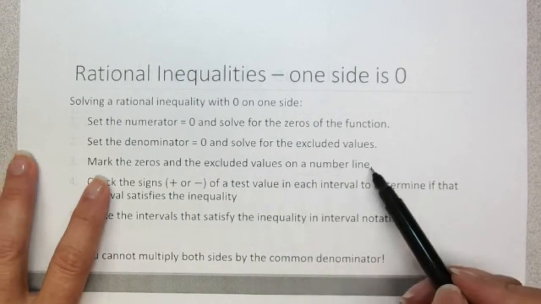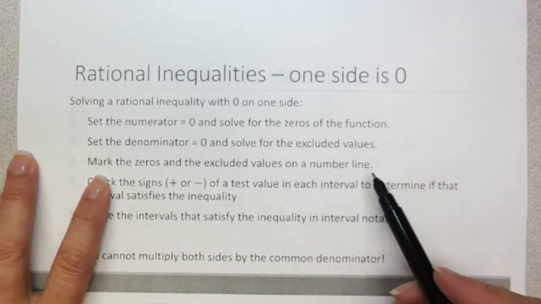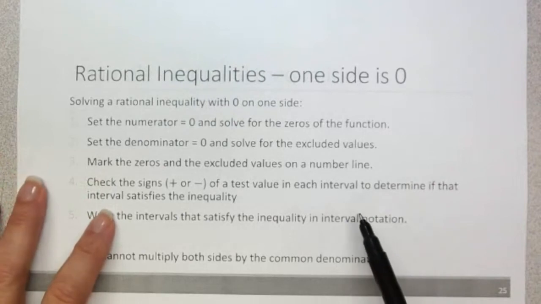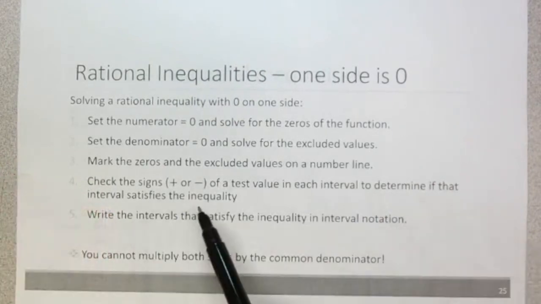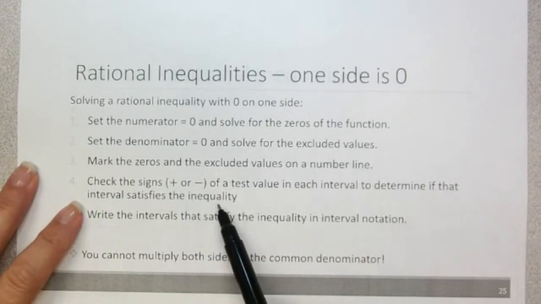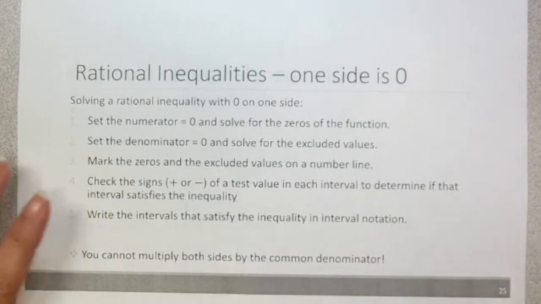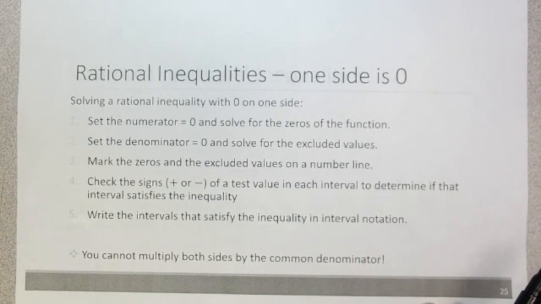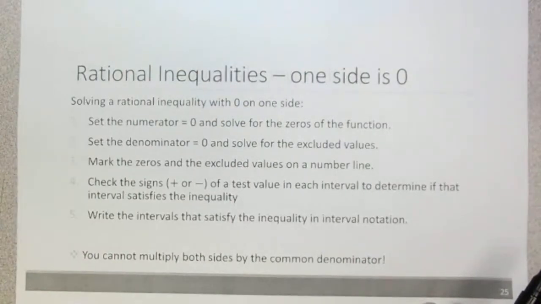We'll mark those on the number line, making intervals, and then we're going to test a value in each interval to see if it satisfies the inequality. We're going to check the signs of those test values to see if it satisfies the inequality. Once we've decided which intervals do satisfy the inequality, we'll write those intervals in interval notation.